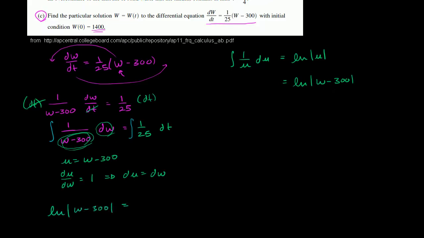And the antiderivative with respect to t on the right-hand side, which is a little bit more straightforward, is 1 over 25 t, or we could say t over 25. And then these are both indefinite integrals.